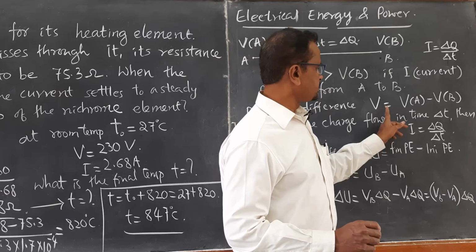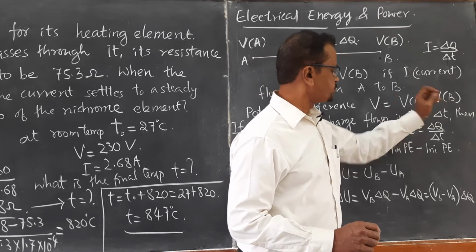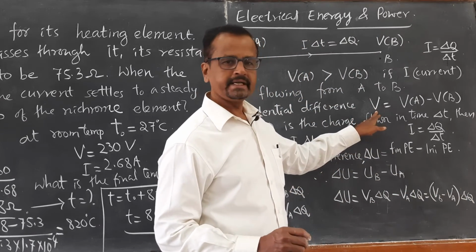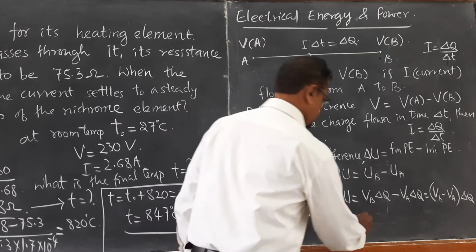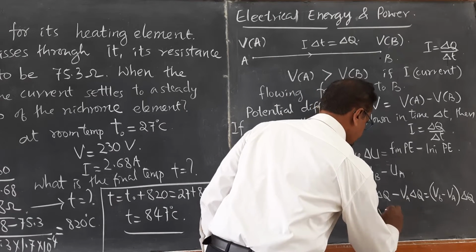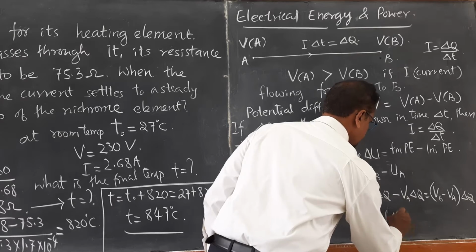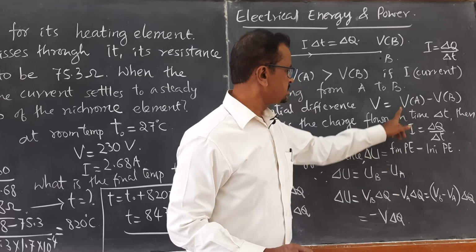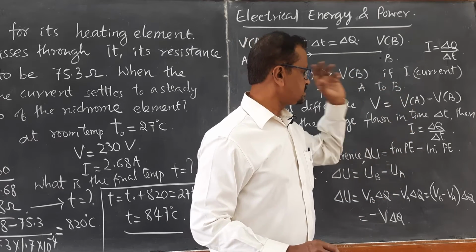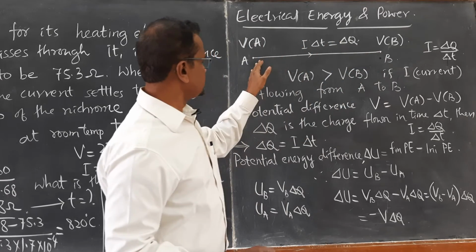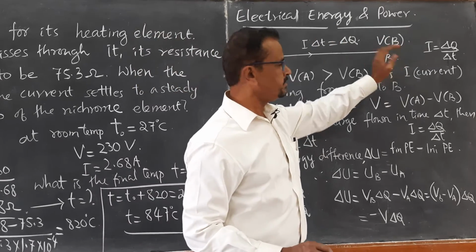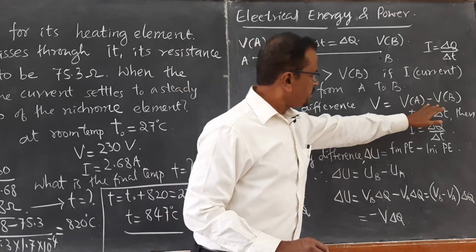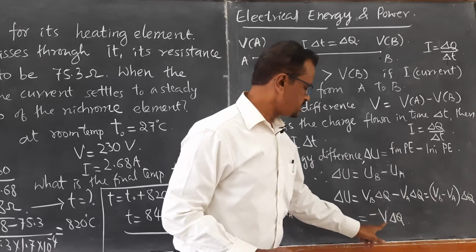See here, the difference in potential is VA minus VB. So, here we got VB minus VA, so it implies it should be minus V. Therefore, VB minus VA is equal to minus V into delta Q, where V is the potential difference, because VA, as we have seen earlier, is at higher potential than VB. Therefore, VA minus VB is positive, so VB minus VA is negative. Therefore, it becomes minus V into delta Q.